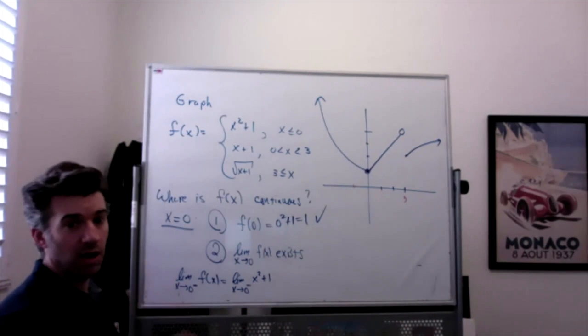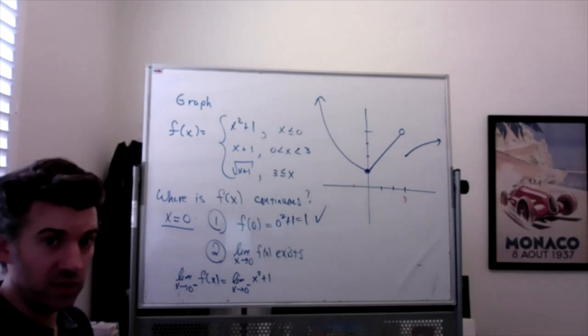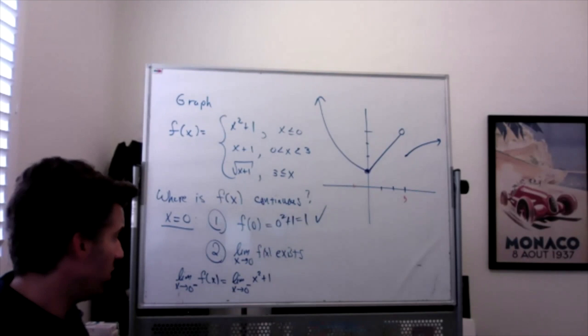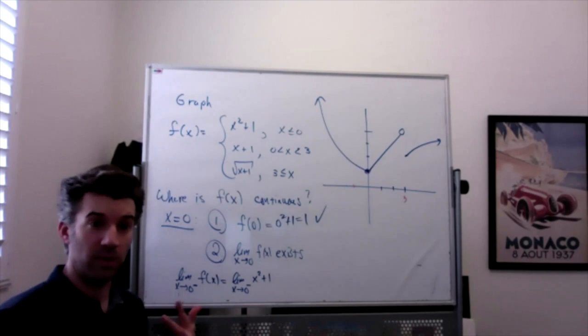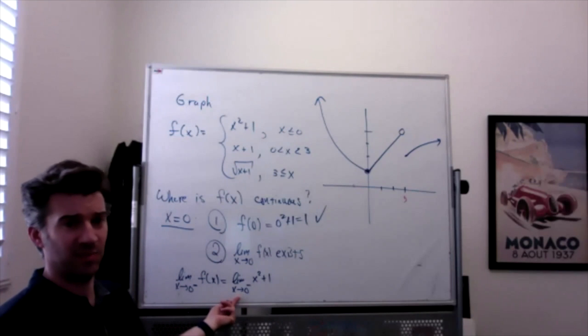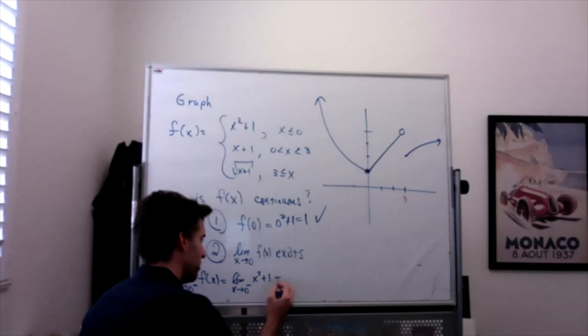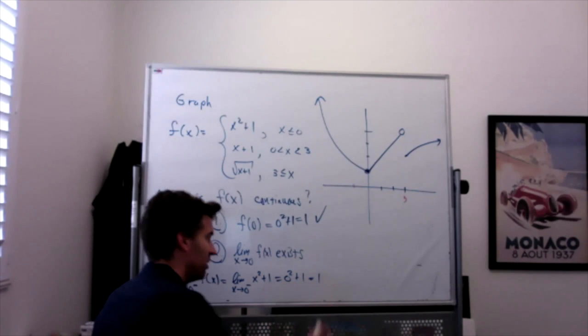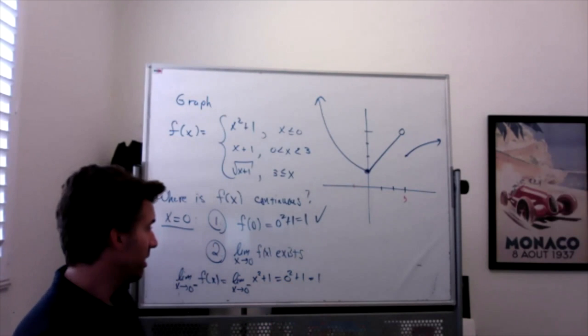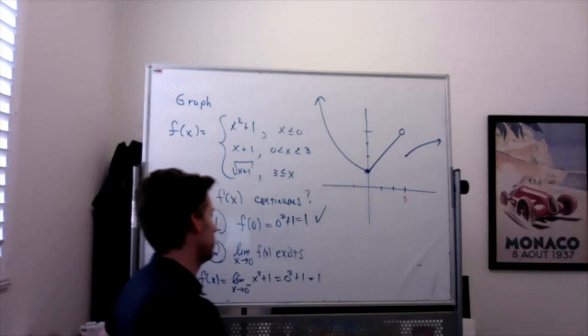And then a lot of the time with these piecewise functions where we're trying to find continuity, we can just use direct substitution and say, okay, well, I take the limit as x approaches 0 of x squared plus 1, I plug in 0, and get 1. And then we do it from the other side.